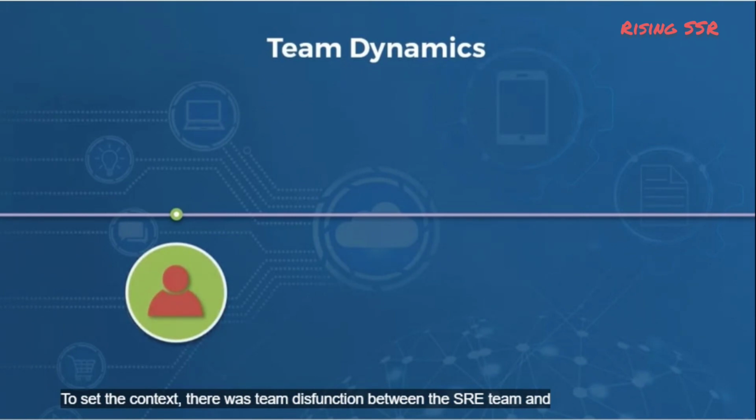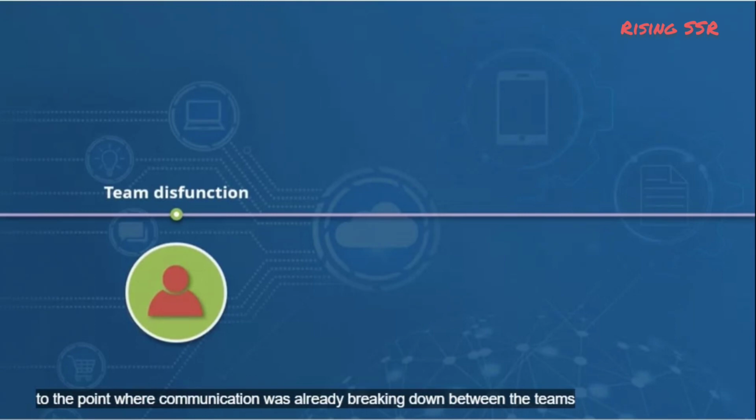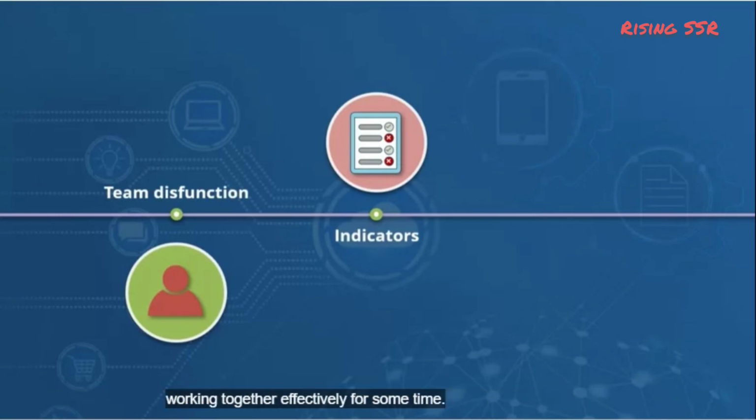To set the context, there was team dysfunction between the SRE team and the development team on the project. This dysfunction had been going on for a while, to the point where communication was already breaking down between the teams by the time the inciting incident occurred, which we're going to talk about. So there were multiple indicators that the teams were not communicating and working together effectively for some time, and yet nobody had made the call to disengage the SRE team.